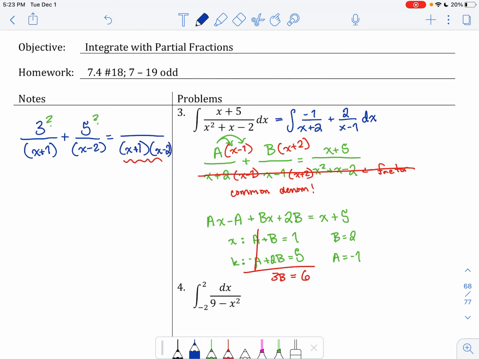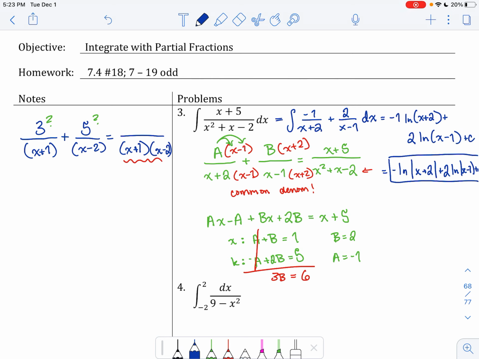These are both very similar to 1 over x, so these are ln. This would be negative 1 ln of x plus 2 plus 2 ln of x minus 1. Oh, those should be absolute value signs. I will fix that in a second as I erase this. Don't erase your notes. So then I end up with negative ln absolute value of x plus 2, plus 2 ln absolute value of x minus 1, plus c, like so.